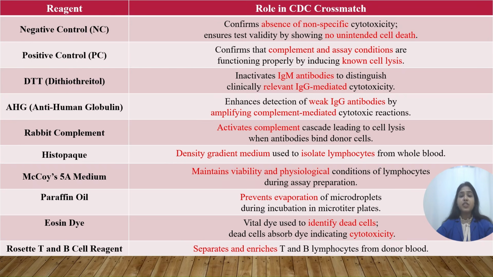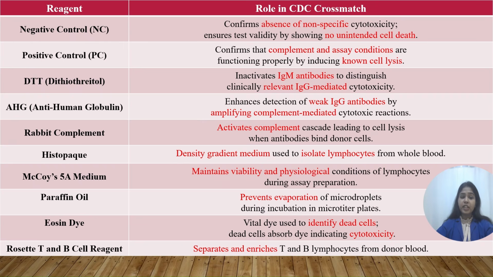Here come the reagents used in the CDC crossmatch. The negative control, also known as NC, confirms the absence of non-specific cytotoxicity. In the negative control, we don't have any antibodies present, and it ensures test validity by showing no unintended cell death. Next is the PC. The positive control contains the known antibodies and confirms that complement and assay conditions are functioning properly by inducing the known cell lysis.